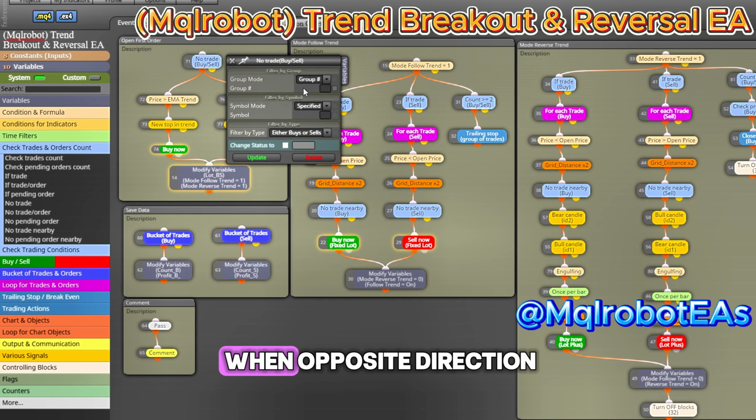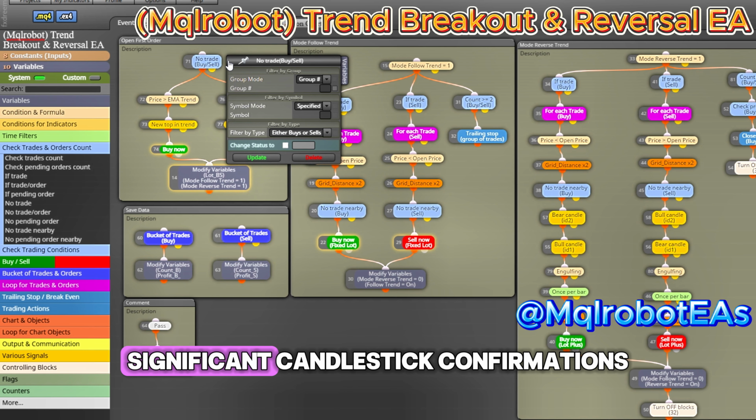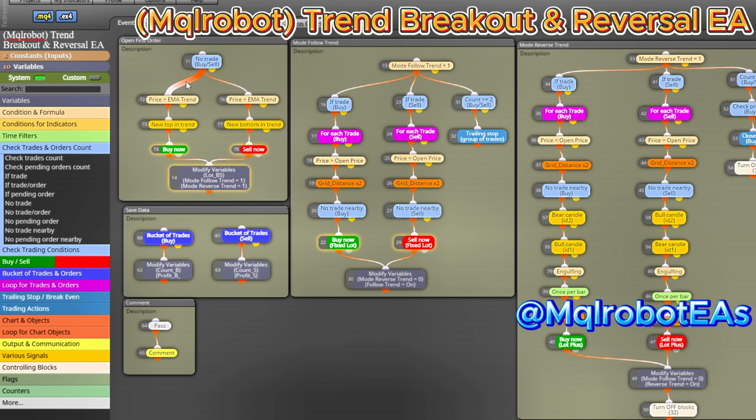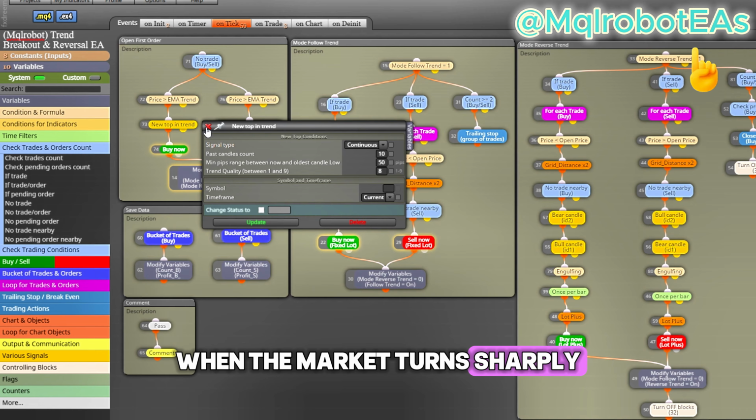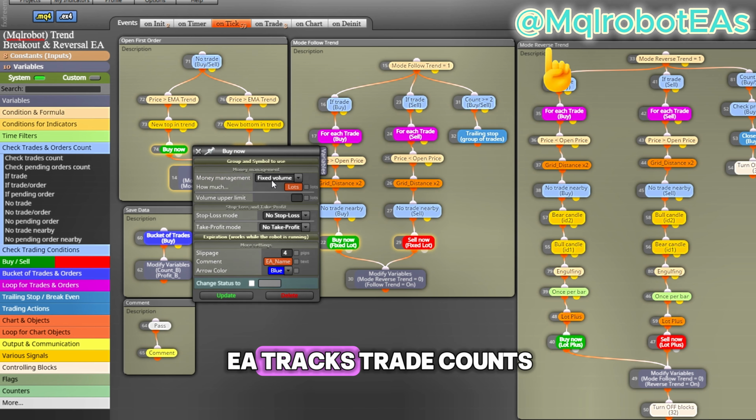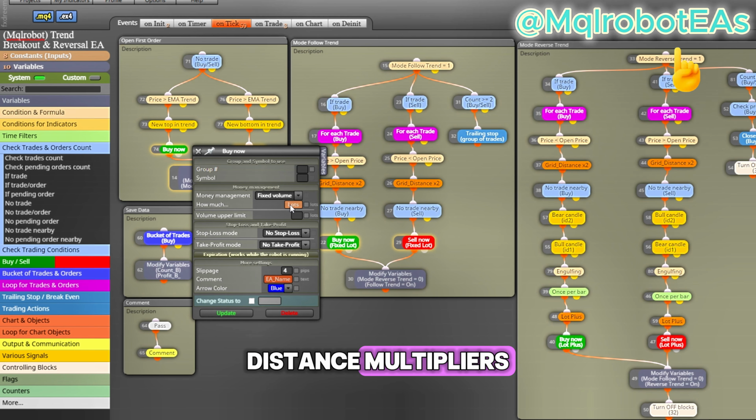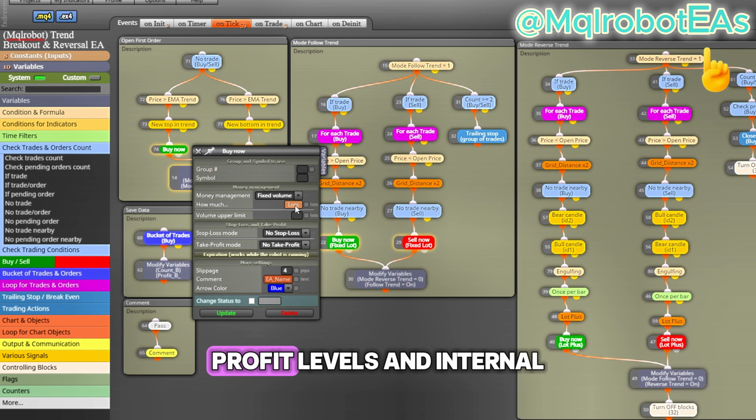Reversal mode is triggered when opposite direction price action forms significant candlestick confirmations, such as bullish or bearish engulfing patterns. Once reversal criteria are met, the EA closes existing positions and switches trading logic. In reversal conditions, each new order uses a lot plus multiplier, allowing the system to respond decisively when the market turns sharply. Throughout the process, the EA tracks trade counts, distance multipliers, profit levels, and internal mode switches. This ensures the strategy adapts dynamically to both trending and reversing environments.